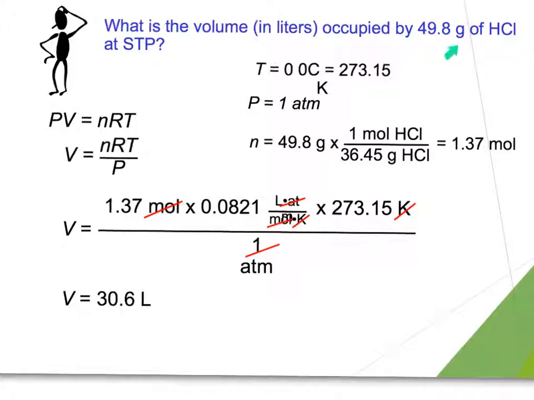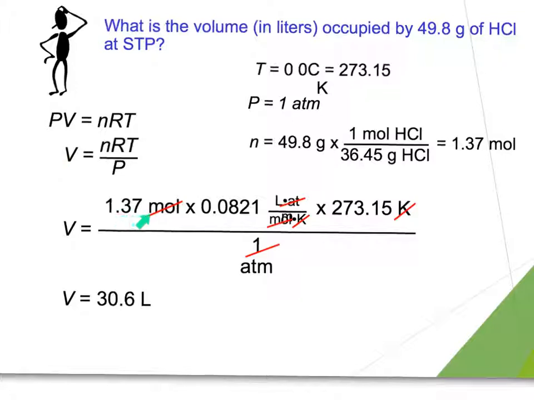We are given grams, however we need moles. So we take our 49.8 grams, 1 mole over the weight from the periodic table, and we now have our moles of HCl. Remember that R is a constant of 0.0821. We will solve for V. So we end up with volume equals nRT divided by P.